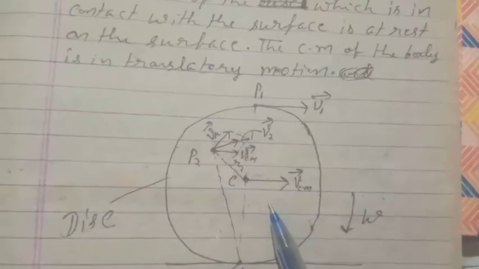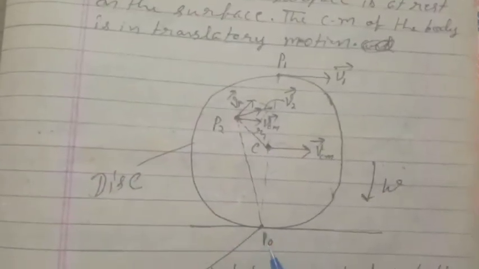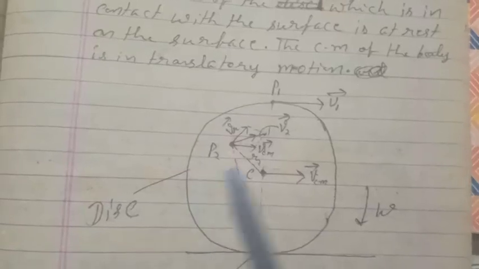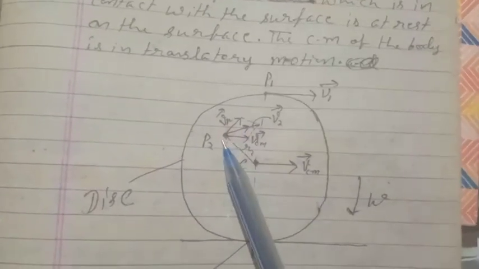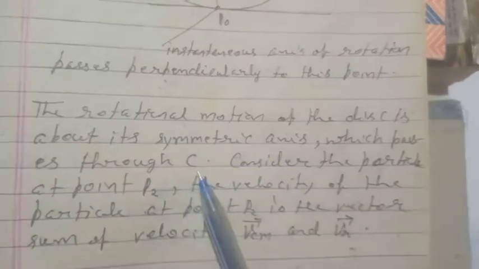The disk has radius r and its angular velocity is omega, and this is the point of contact which is represented by P0. This is the top point P1, and any point in the disk is P2, and the velocity of center of mass is VCM. The instantaneous axis of rotation passes perpendicular to this point. The rotational motion of the disk is about its symmetric axis, which passes through C.